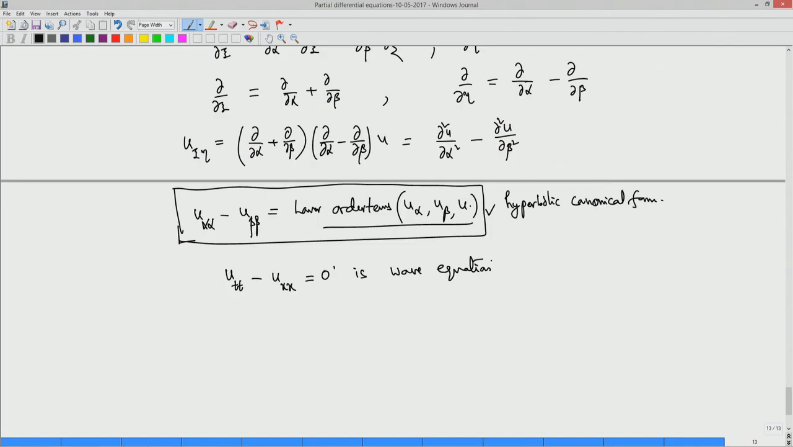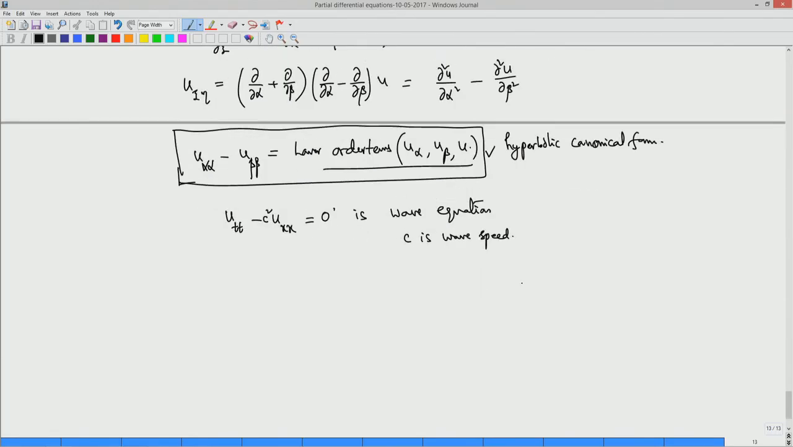If you actually include the speed and put a c² here, c is the speed of the wave, the wave speed. It is a constant c². So this is a wave equation, and this canonical form is similar to the wave equation.